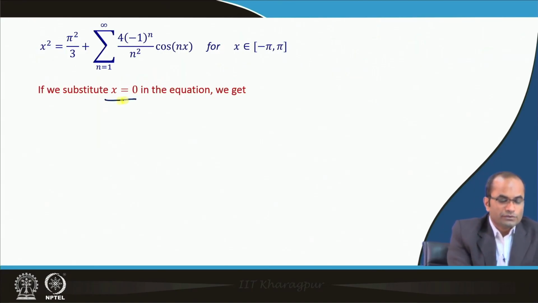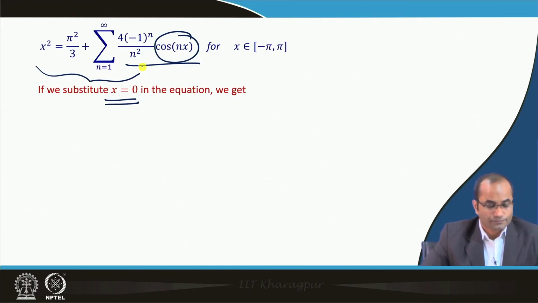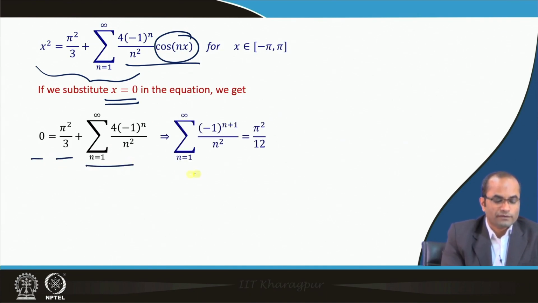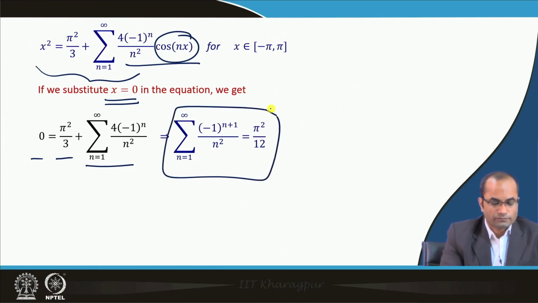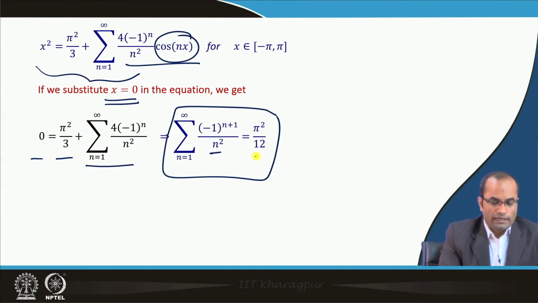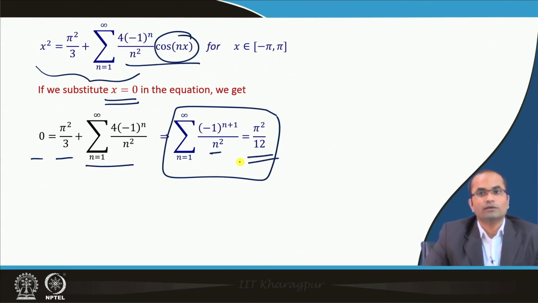So, now if we substitute x equal to 0, for instance, in this series, cos 0 will become 1, and we have the sum of the desired series. So, we have 0 there, equal to pi square by 3 plus the sum of 4 minus 1 power n over n square, which can be written in this form. So, the sum of minus 1 power n plus 1 over n square has the value pi square by 12.